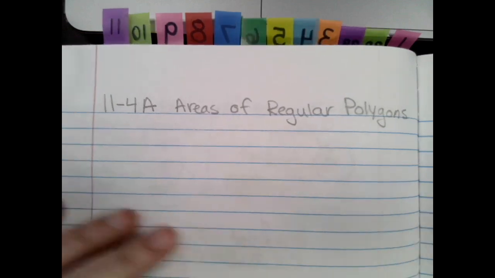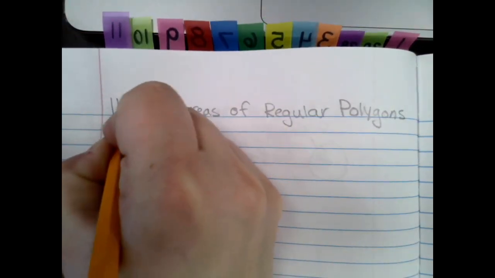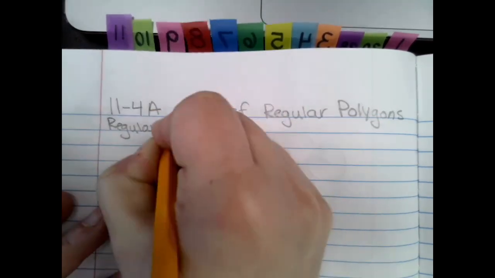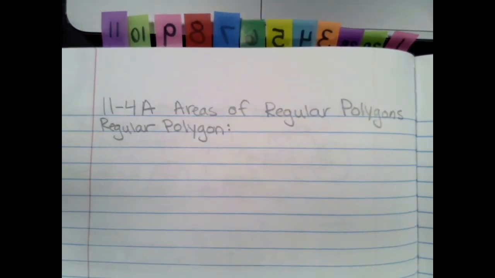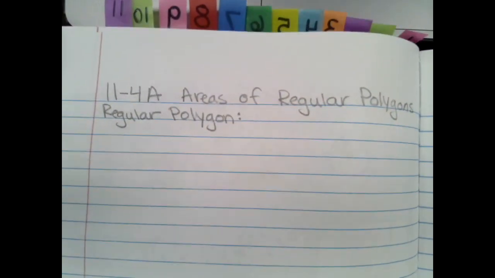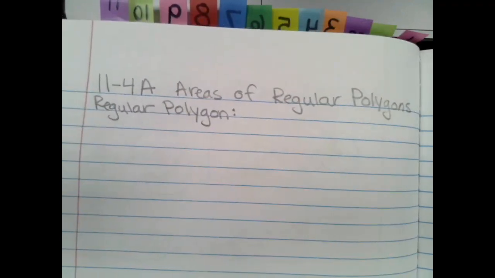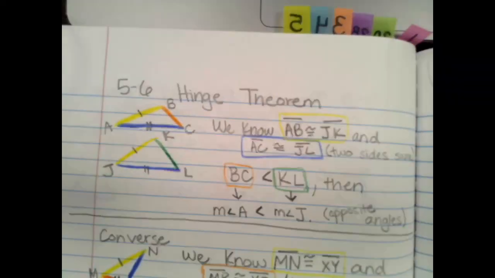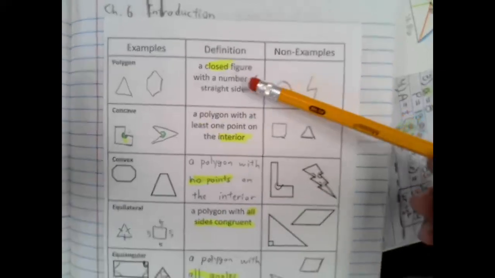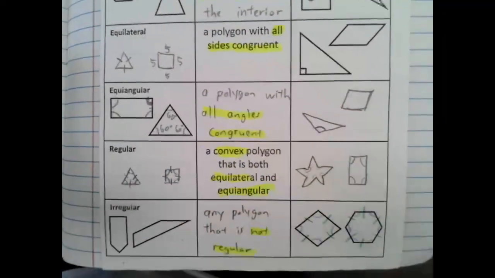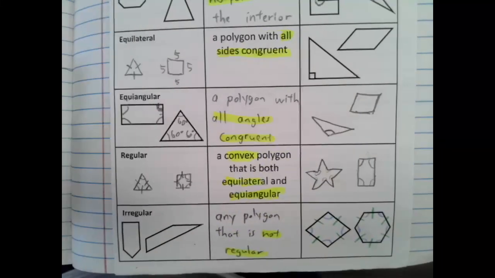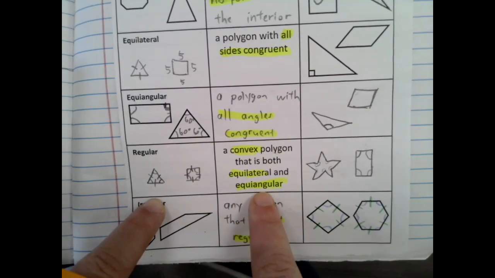All right, so just a reminder, what is a regular polygon? We talked about it way back in chapter 6, last trimester. If you were with us in this class, you might have your notes for it. A polygon is a closed figure with straight sides. Regular is a convex polygon, so it doesn't cave in, that's both an equilateral and equiangular.